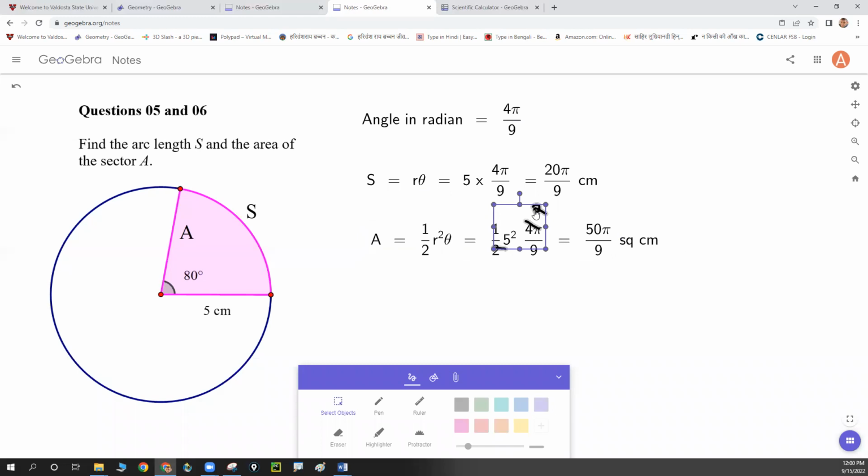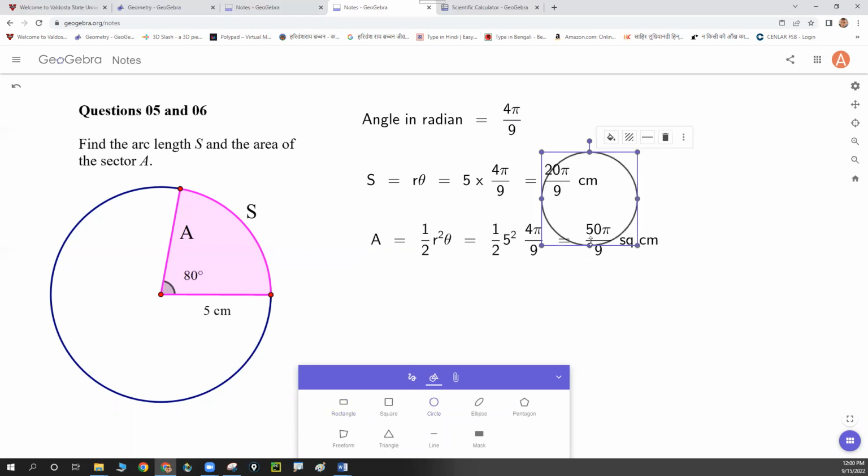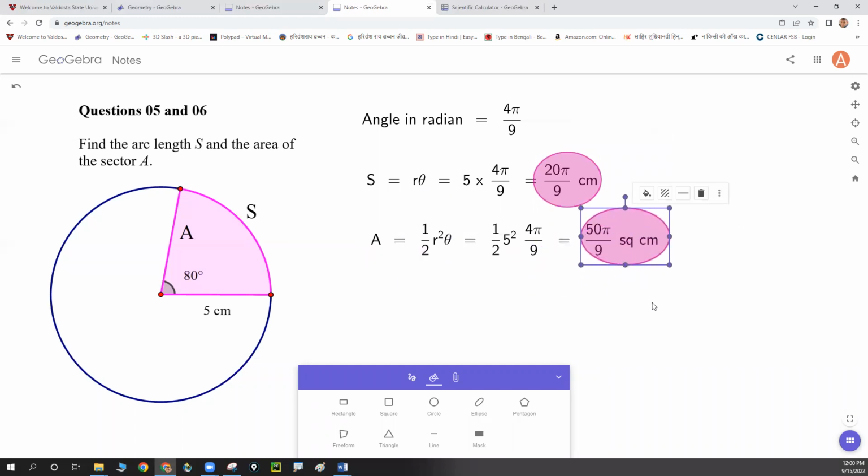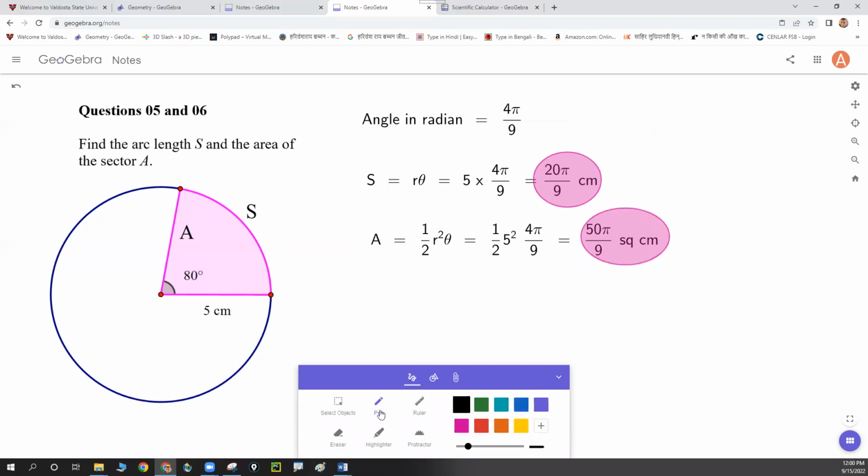Okay, so I'm going to get rid of this. And your answers are this and this. Once again, this angle has to be in radian. And you have to learn how to convert it by setting up a proportion.